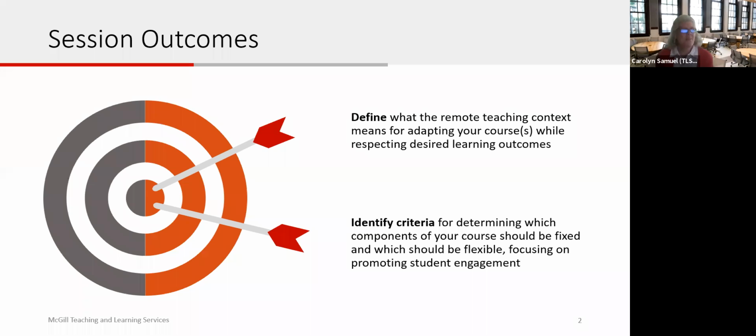So we have a couple of session outcomes today. And we're hoping that by the end of this session, you'll be able to define what the remote teaching context means for adapting your courses while respecting desired learning outcomes. That's going to be key. And we're hoping that you'll be able to identify criteria for determining which components of your course should be fixed and which should be flexible, focusing on promoting student engagement. Now, fixed and flexible might be new terms for you. We're going to talk about those today so that everybody has a better sense of what that is.